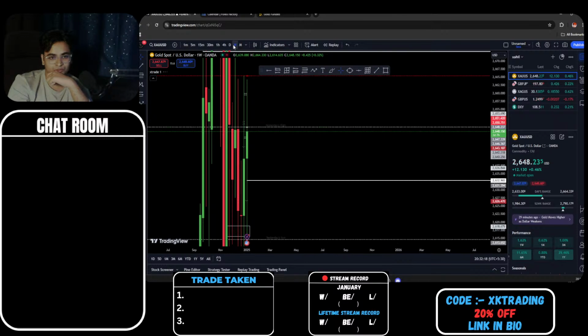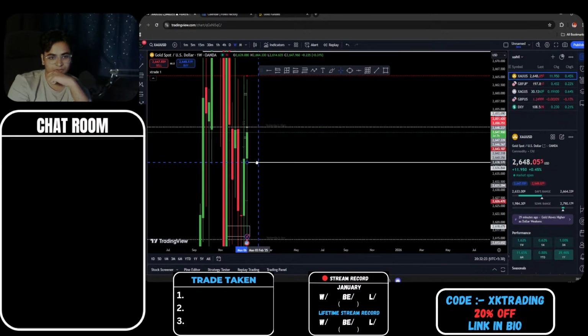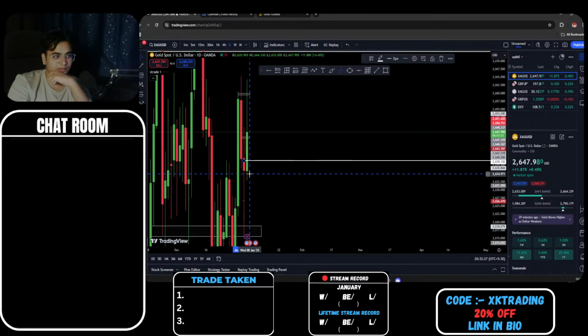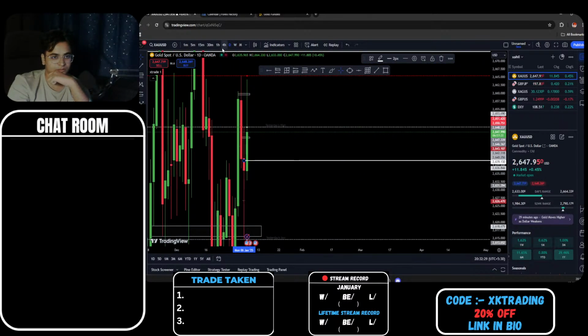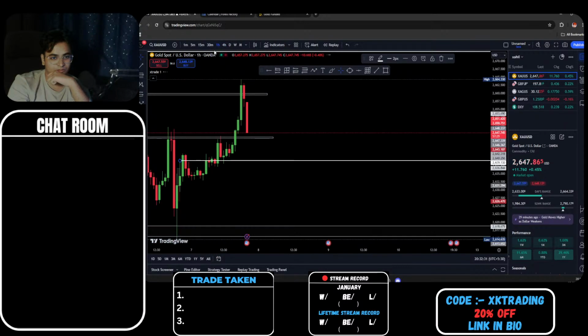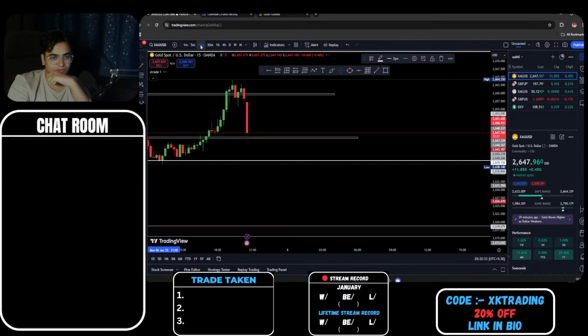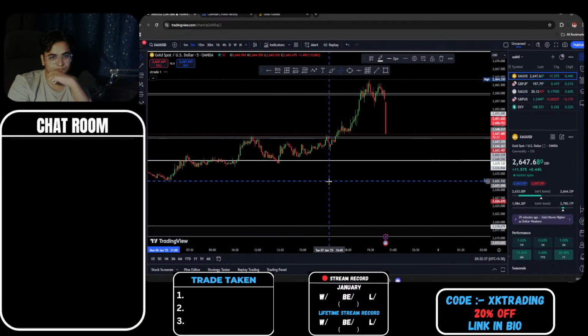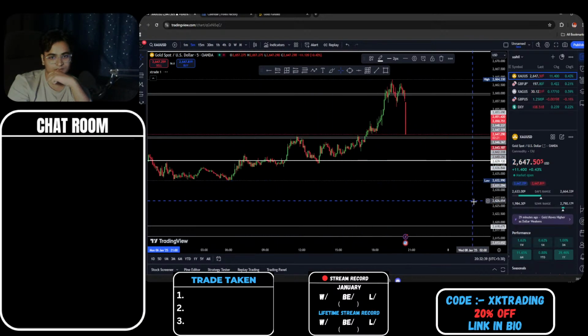See what I told you, the weekly candle is going to be flipping bearish here. So I'm going to put this here. The daily candle will be flipping bearish here. All right. 4 hour. Amazing. Amazing.